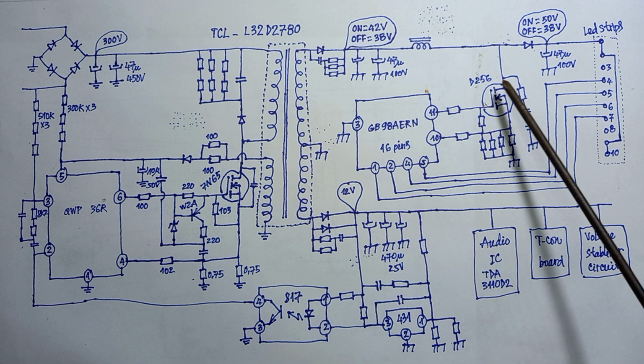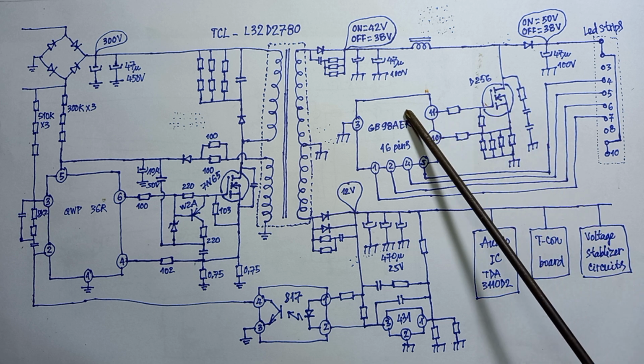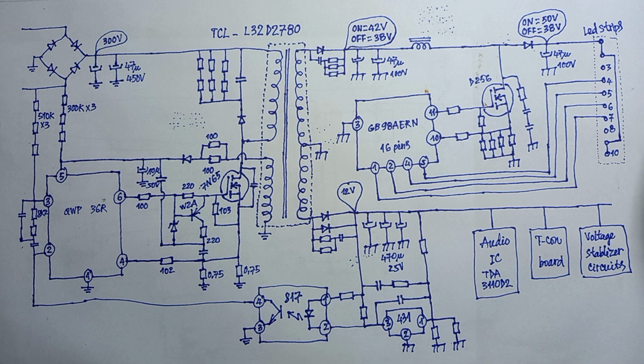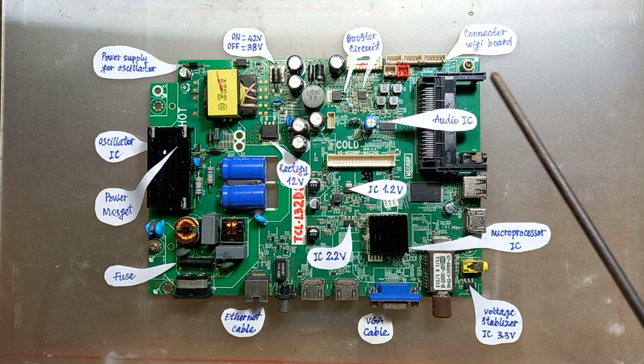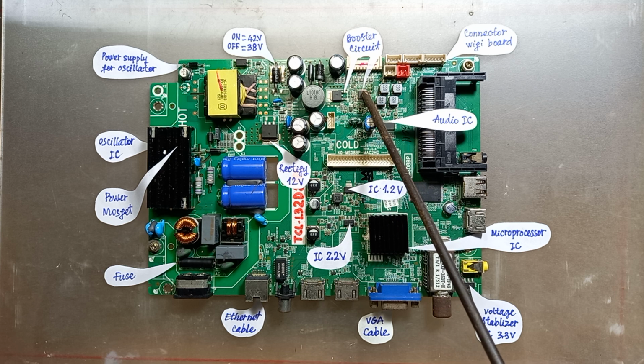The booster circuit consists of a MOSFET and the IC. This IC has 16 pins. Here is the booster circuit. Consists of the MOSFET and the IC.